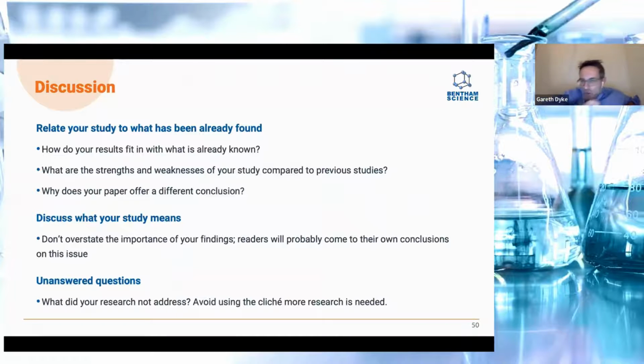But don't put too much egg in the pudding, as we say in English. Don't overstate the importance of your findings. Readers need to come to their own conclusions. What did your research not address?